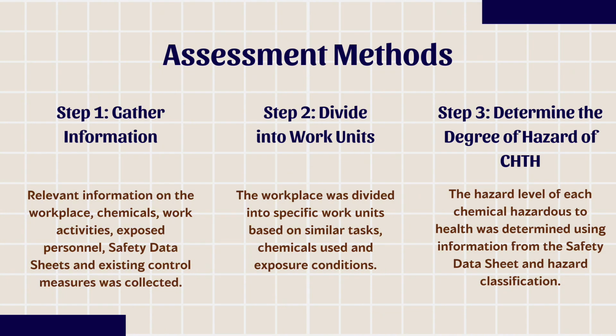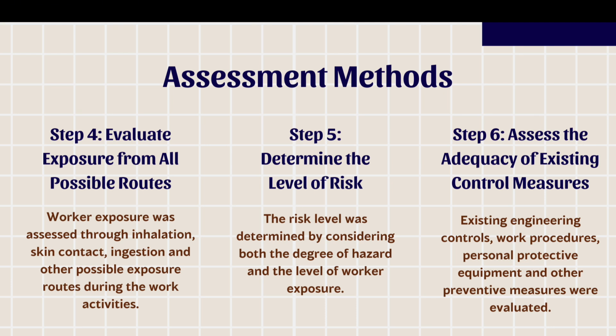The third step was to determine the degree of hazard of each chemical hazardous to health. The hazard rating was determined by reviewing the chemical classification, health effects, and hazard information provided in the safety data sheets. The fourth step was to evaluate worker exposure through all possible routes. The assessment considered inhalation of chemical vapors, skin contact during handling or spills, and accidental ingestion resulting from poor hygiene practices.